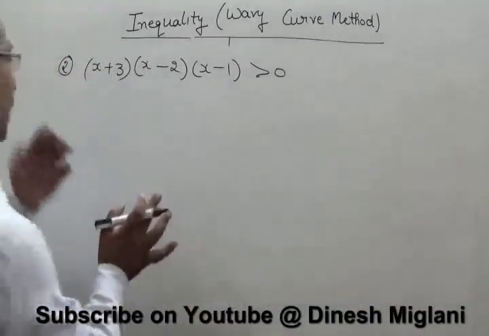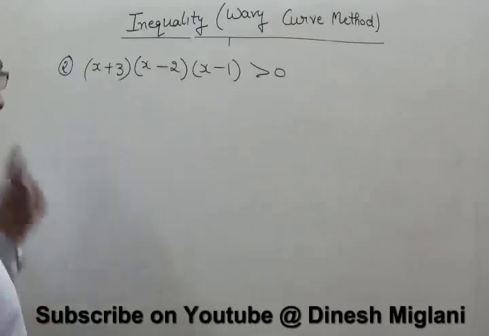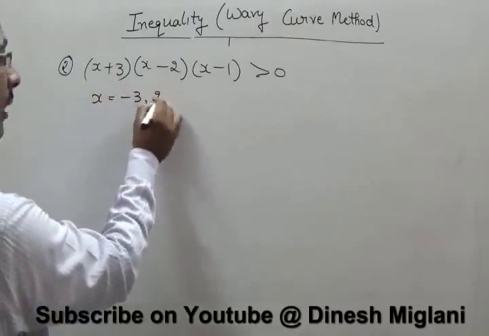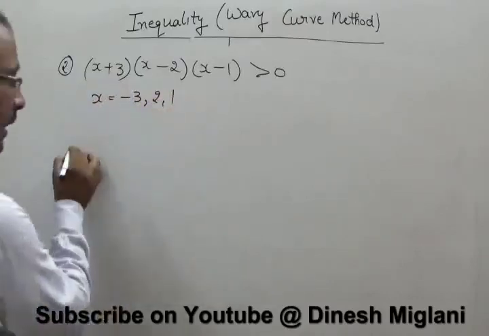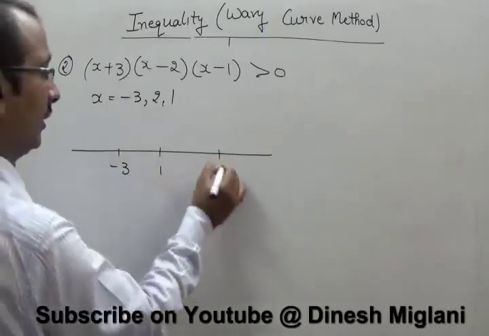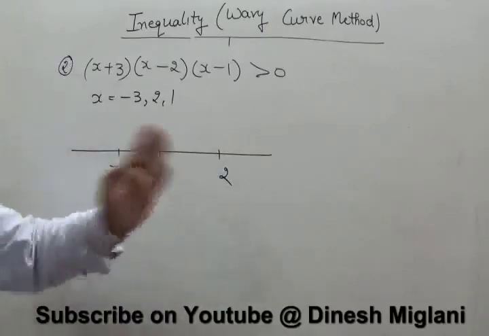Now try to check how to find the different intervals of x. First step to start with: here we have 3 factors of x. Put all to be 0. So we get x to be -3, 2 and 1. Right? Then show it on the number line. This is -3, this is 1, this is 2. Always in ascending order, the smallest value from this side: -3, 1 and 2.